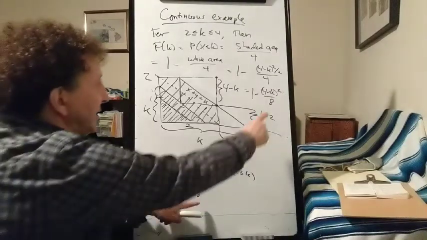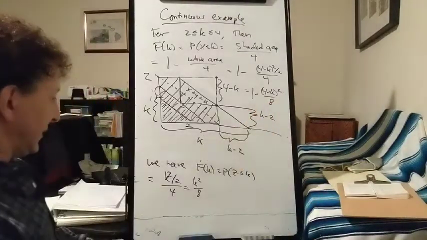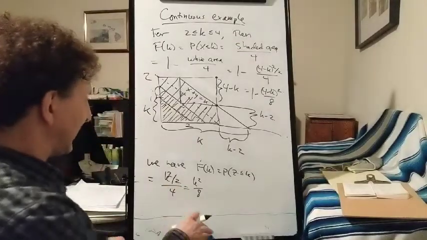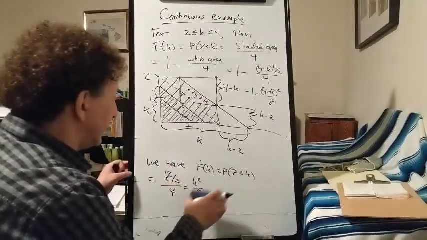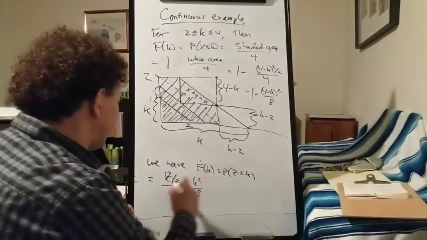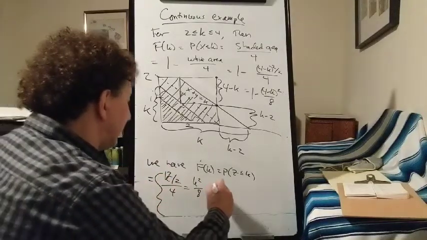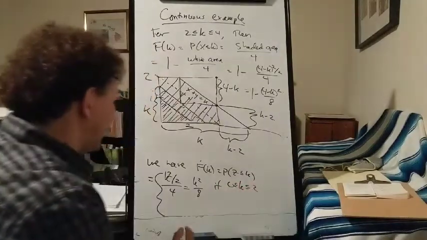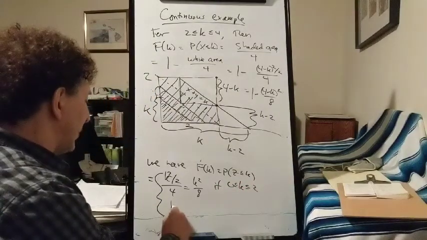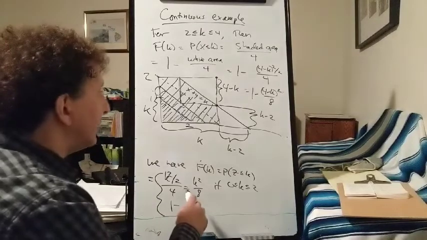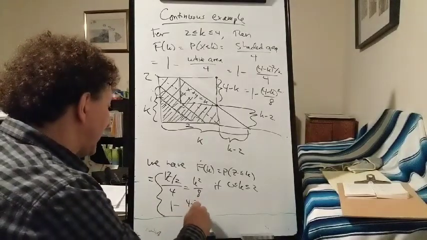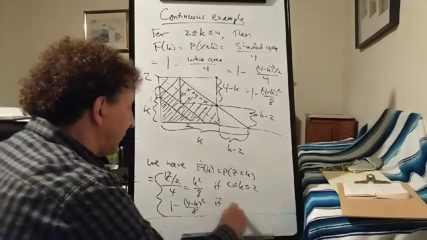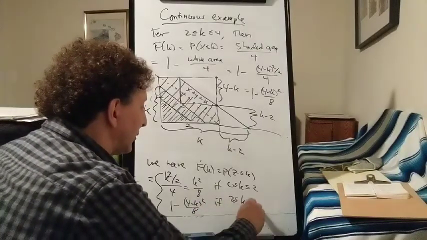So the combination of these two is the answer. Maybe I should write them together. So it equals k squared over 8 if k is between 0 and 2, and it equals 1 minus (4 minus k) squared over 8 if k is between 2 and 4.